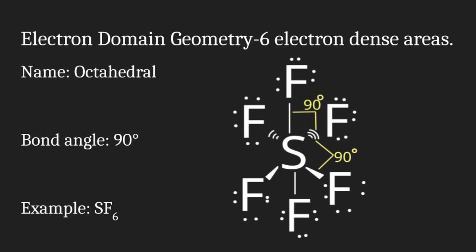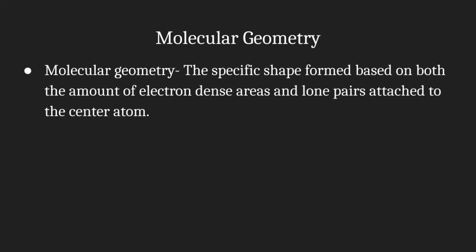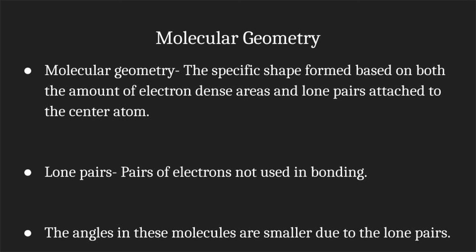Now that we've gone over electron domain geometry, we are going to move on to molecular geometry. Molecular geometry is the specific shape formed based on both the number of electron-dense areas and lone pairs attached to a center atom. Remember, lone pairs are the pairs of electrons not used in bonding with another atom. And the angles in these molecules will be smaller than the ones we just talked about, because lone pairs have more repulsion than do just atoms.